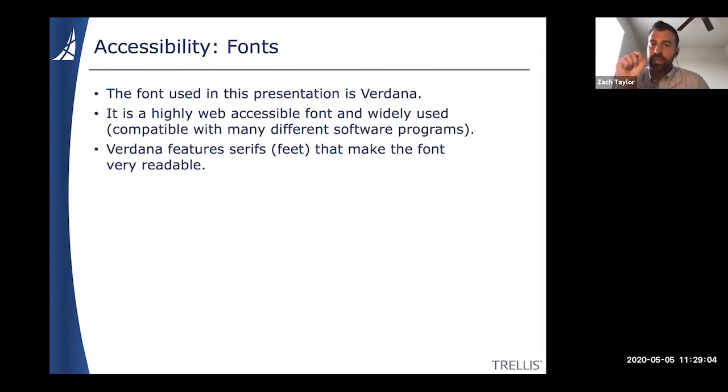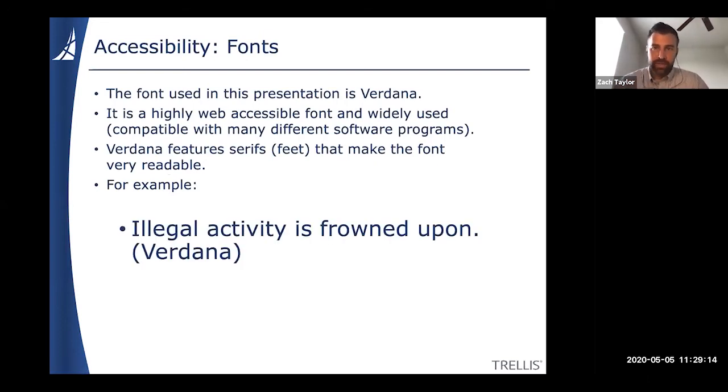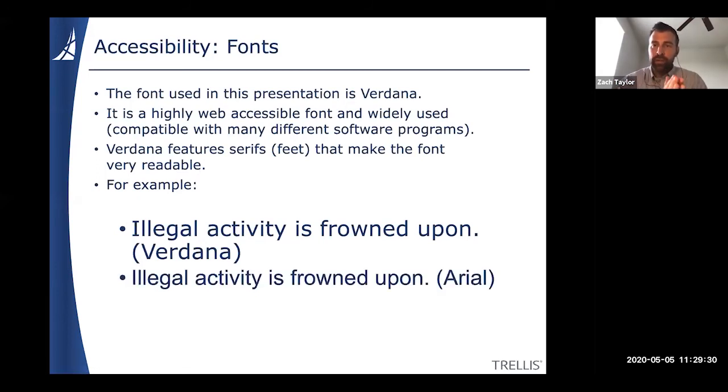Verdana has serifs or little feet that make the font really, really readable, and I'll show you what that looks like in a second. So for example, illegal activity is frowned upon. Now, the spacing between each letter in Verdana and the serifs make it very easy to distinguish a capital I from a lowercase l in the word illegal. But if I use Arial, all of a sudden the capital I and the lowercase l look exactly the same. So if I had low vision, I would be able to read that Verdana sentence much more easily than Arial. And it's also in the same size. Verdana's letters are spread out just a little bit, and that little bit of spacing really helps people with low vision to be able to read your text.